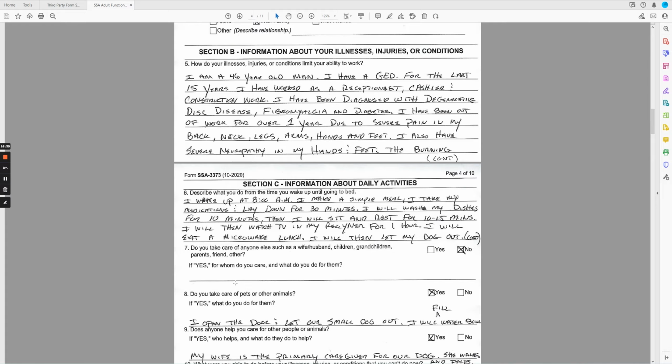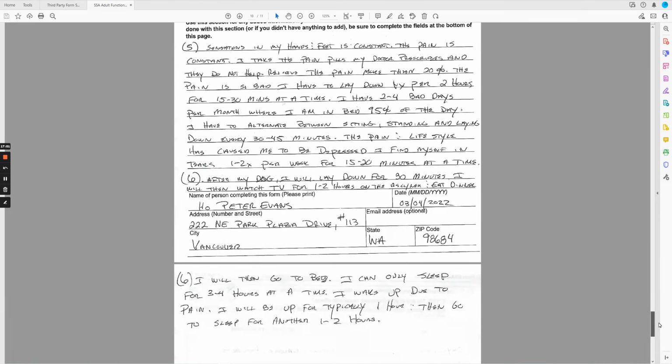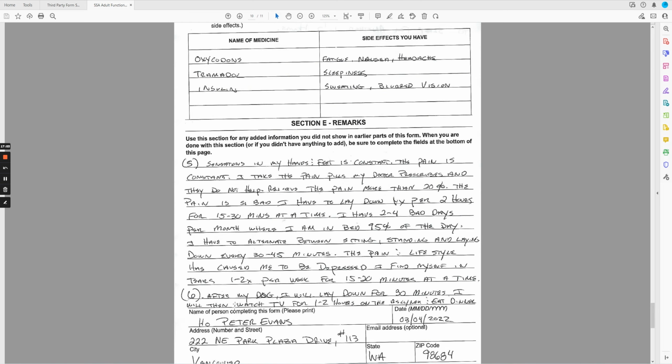So here, the disabled person wrote, I wake up at 8 a.m. I make simple meals. I take my medication and lay down for 30 minutes. I will wash my dishes for 10 minutes. Then I will sit and rest for 10 to 15 minutes. And I will then watch TV in my recliner for 1 hour. I will eat a microwave lunch. I will then let my dog out. And then it continues down to page 10, question 6, after my dog, I will lay down for 30 minutes. I will then watch TV for 1 to 2 hours on the recliner and eat dinner.